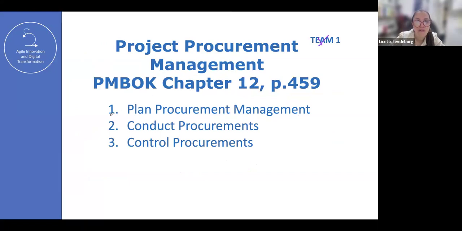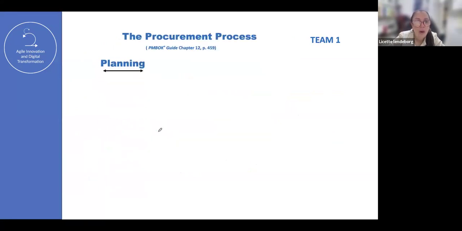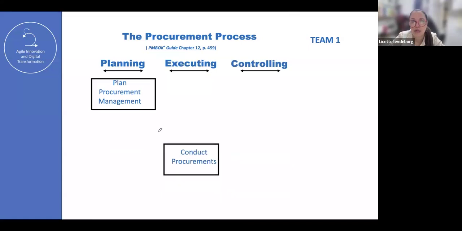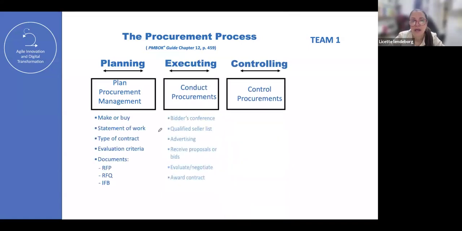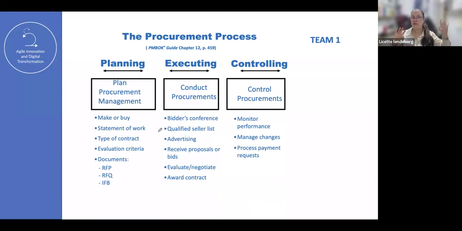In procurement management, we have 3 processes. Thank God it's not too many. Yay, only 3. Number 1, planning procurement. Number 2, executing procurement, which is conducting the procurements. And number 3, controlling procurements. So now I need help. I'm going to ask Mr. George if you can read the summary of that page, everything. If you can do that for me, Mr. George.